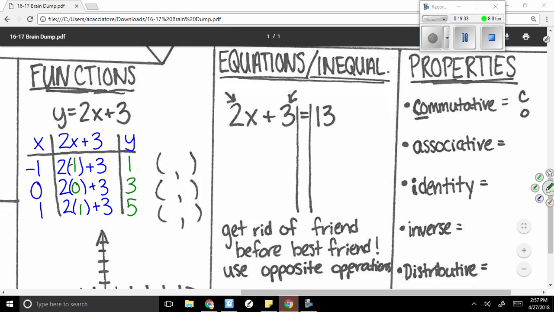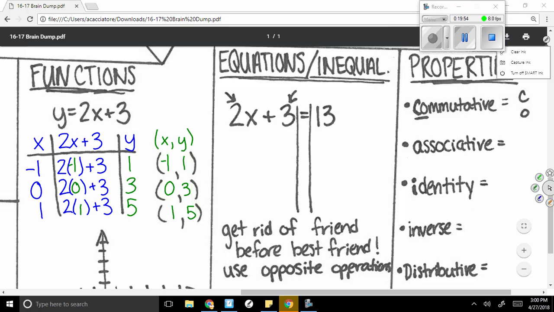And then I can use that information to go ahead and make coordinates. So remember, your x comes first and then your y. So my first point is (-1, 1). When I put -1 in, I got +1 out. When I put 0 in, I got 3, and (1, 5). So those are 3 points that go with that function.